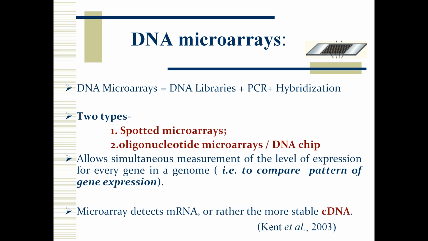Coming to the first type, the DNA microarrays. These are also known as DNA libraries plus polymerase chain reaction and hybridization. There are two types of DNA microarrays: spotted microarrays and oligonucleotide microarrays, also known as DNA chips. These allow simultaneous measurement of the level of expression for every gene in the genome, that is, to compare patterns of gene expression. A microarray detects mRNA, or rather the more stable cDNA.